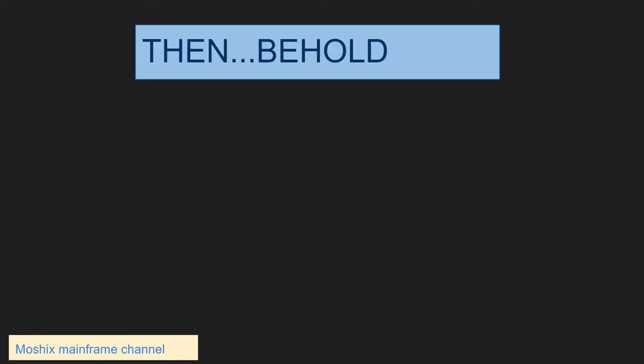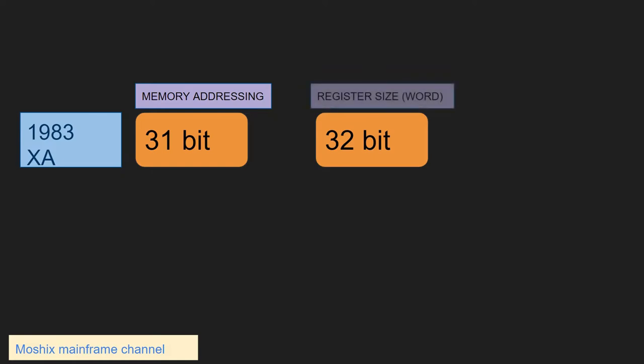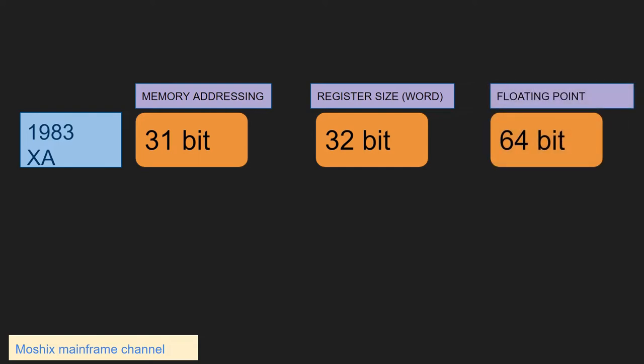Then, as we know, behold, in 1983, IBM announced the XA architecture, which stands for Extended Architecture, which of course alleviated the problem of 24-bit addressing. So now we had 31-bit addressing, and we were able to get all the way up to 2 gigabytes of addressable memory per address space. The register size was still 32-bit though, and a lot of the confusion stems from the fact that the register is 32 bits, but the memory addressing is 31. Why is that? We'll get to that in a second. Floating point was still 64-bit, which was enough for the applications of the 80s.